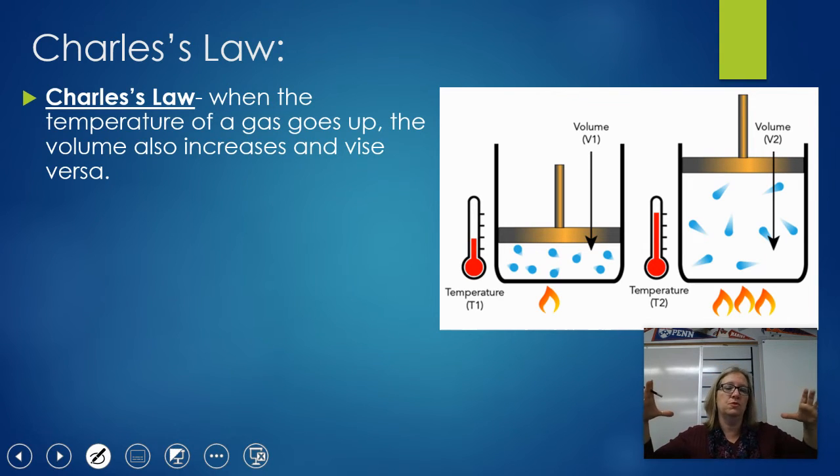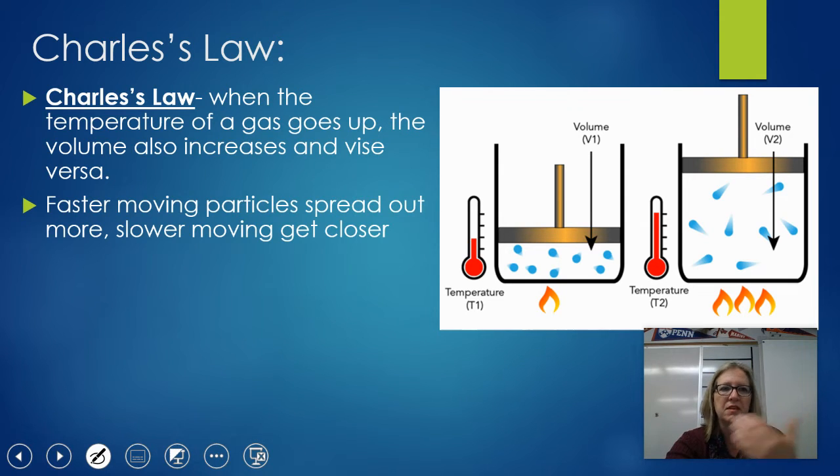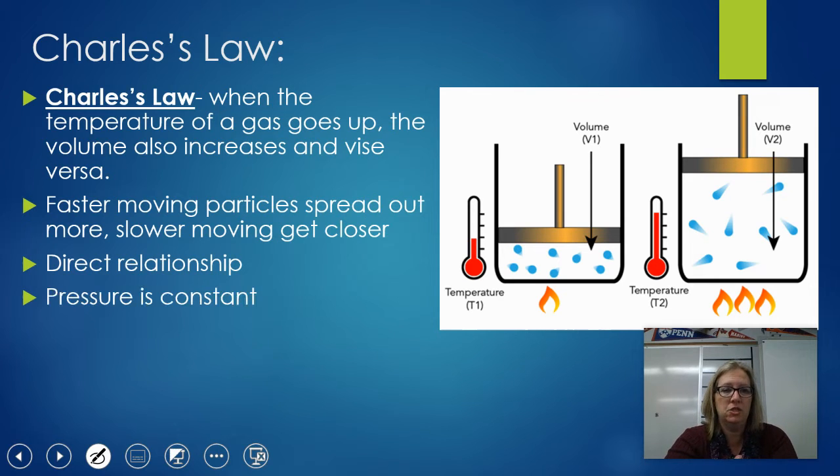The reverse is also true. If you decrease the temperature, those particles are going to get closer together and not require as much space. The volume will go down. Again, faster moving particles will spread out more, slower moving get closer. If they spread out more, that's more volume. If they get closer, it's less volume. This is a direct relationship, meaning that they both move in the same direction.